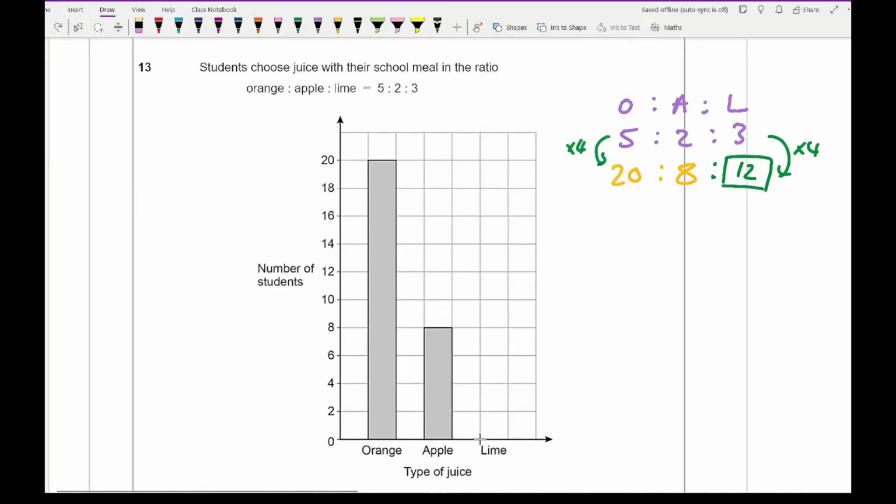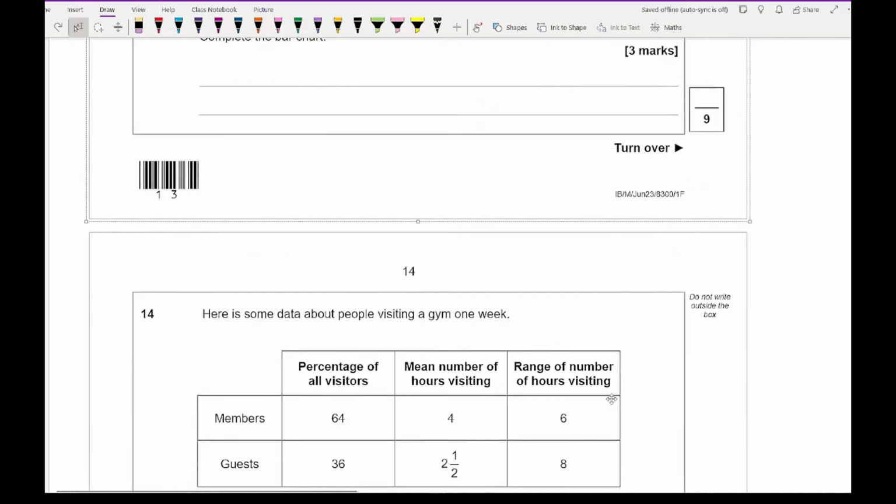And again, we want to make sure you're using a ruler for this. You're trying to be as accurate as possible, making sure you've got equal distances between the bars, and that you are using a ruler. So you should end up with something like this. And again, colouring in the bar is completely optional.